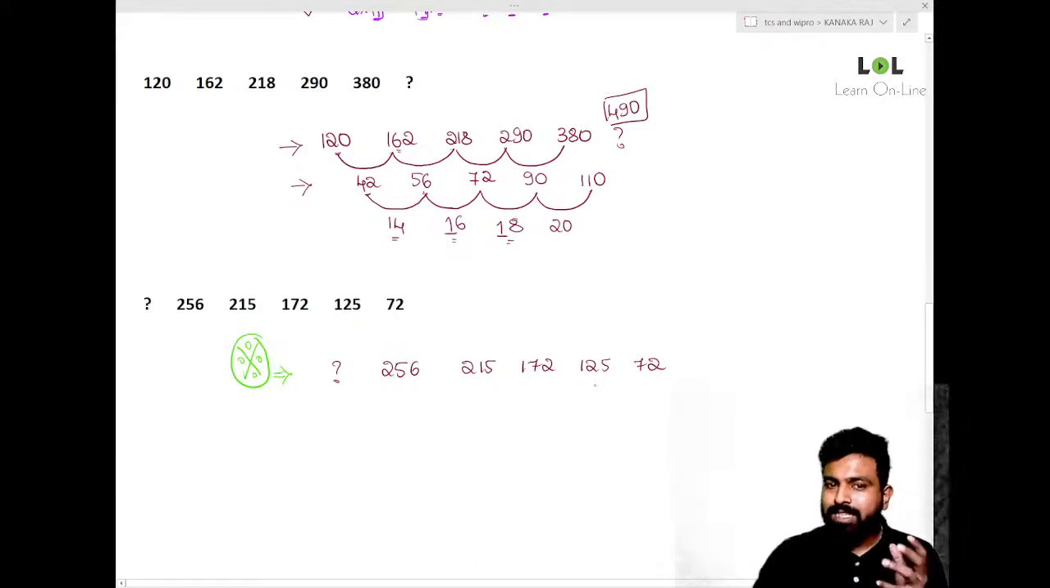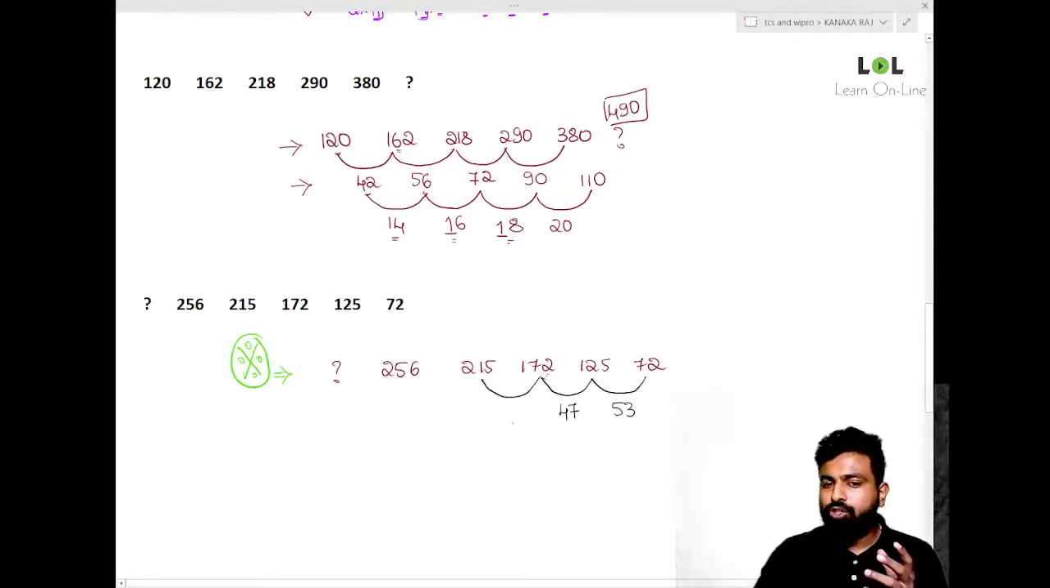What will I do? I'll start taking the difference. So instead of subtracting, I like to add. I'll start from the right hand side. What if I add to 72? I get 125. 70 plus 50 gives you 122. 122 plus 3 gives you 125. 125 to 172: 125 plus 50 gives you 175, but you want 172, so 3 less than 50. That is 47.